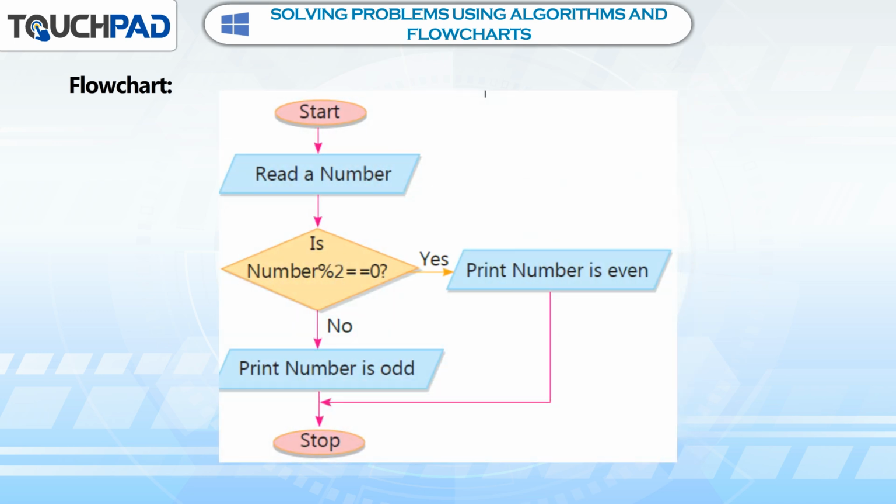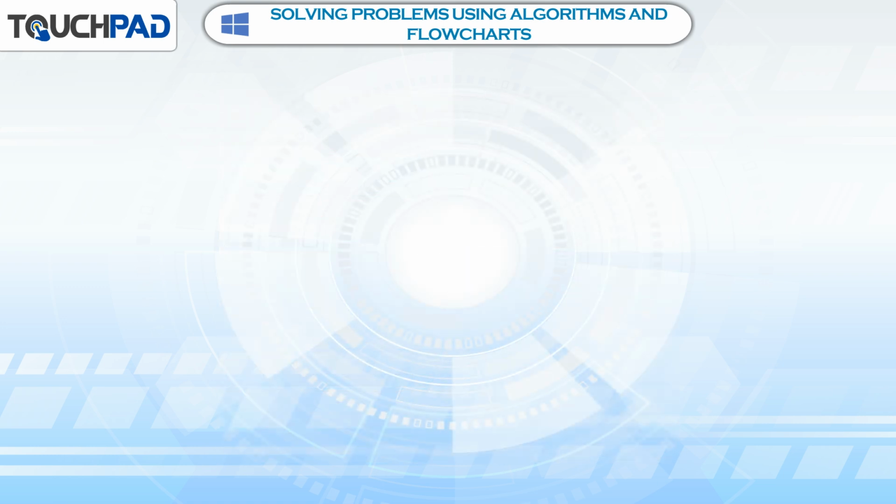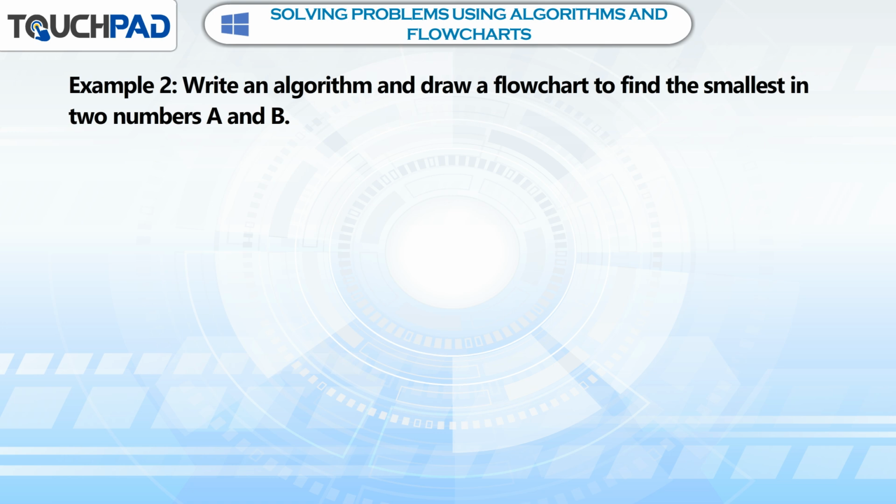Flowchart. Start. Read a number. Is number modulus 2 equal to 0? Yes. Print number is even. No. Print number is odd. Stop. Example 2. Write an algorithm and draw a flowchart to find the smallest in two numbers a and b.